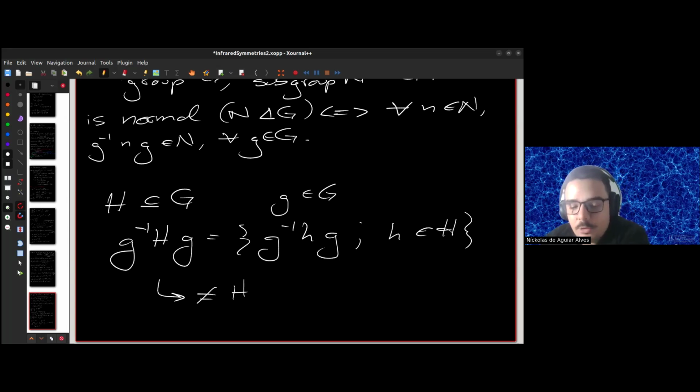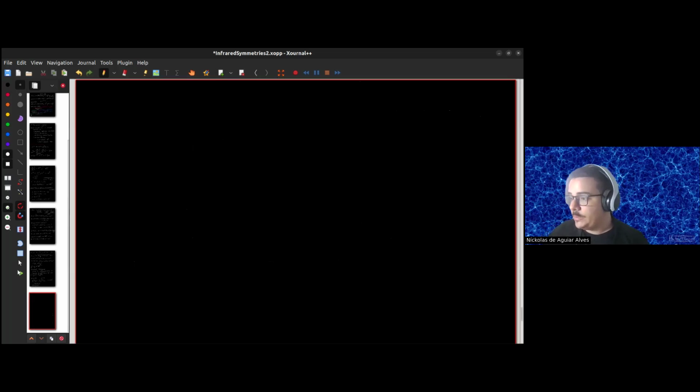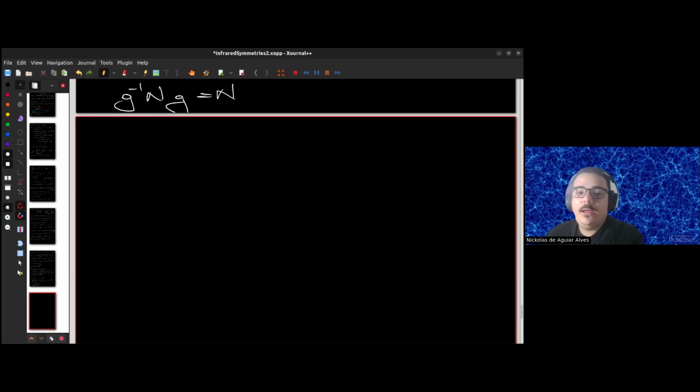But if you have a normal subgroup, then it does hold that G minus 1 times N times G equals N by definition. This is exactly the definition of a normal subgroup. So when we have a normal subgroup, you sort of have a unique subgroup. It is the unique subgroup N that you have inside G. You don't have many copies of it. You have only one. So this is our main interest in normal subgroups. So this is what we are really interested in.